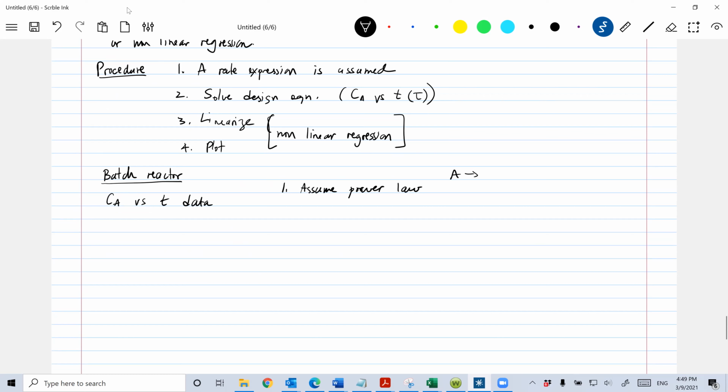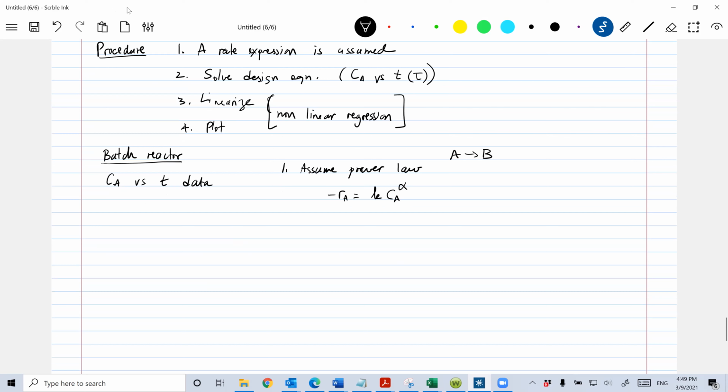So it's a simple reaction, irreversible. Let's say you assume a power law of k C_A to the alpha. Now you solve the design equation, and we've done this repeatedly. We'll keep it in terms of C_A. So it's basically dC_A/dt equals r_A, which equals minus k C_A to the alpha.